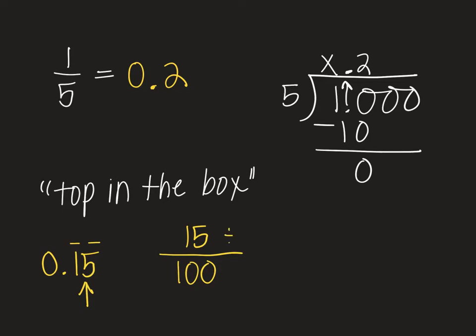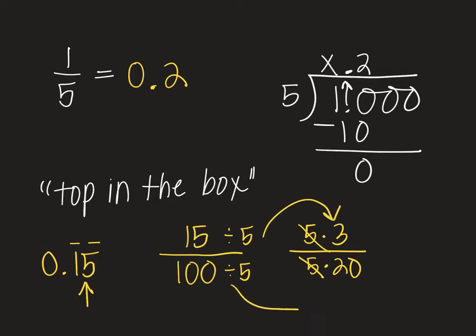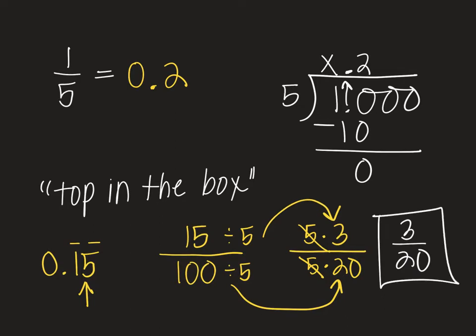So here's where your divisibility rules, once again, will come in handy. 15 is 5 times 3. 100 is 5 times 20. So those 5s can cancel out. 15 divided by 5 is 3. 100 divided by 5 is 20. 3 is prime, so then 3/20 would be that in lowest terms. So we can box those as our final answers.